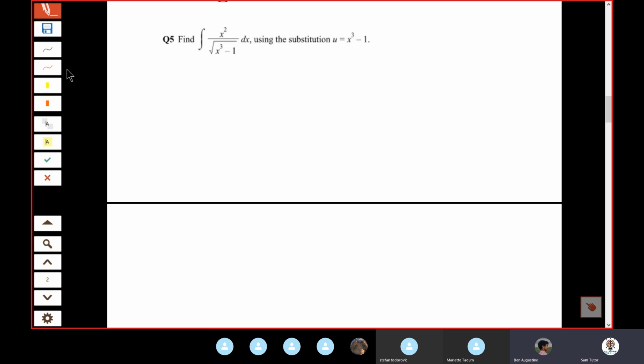All I will do for you, I will start you off with your u and du. So u equals x cubed minus 1. du becomes 3x squared dx. You don't want the 3 there. You only want x squared dx. So you've got to get rid of this and substitute them in. There you go.